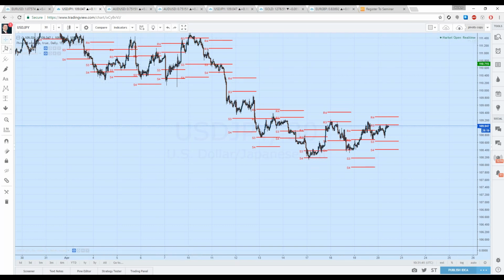Traders may note that it has also been trending downwards.